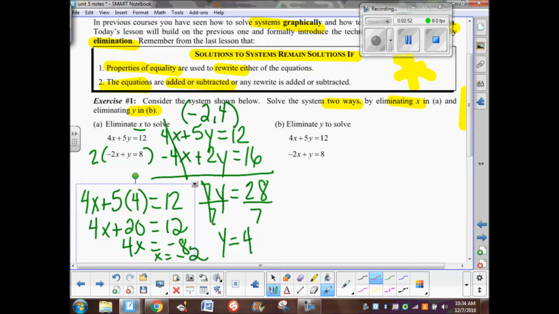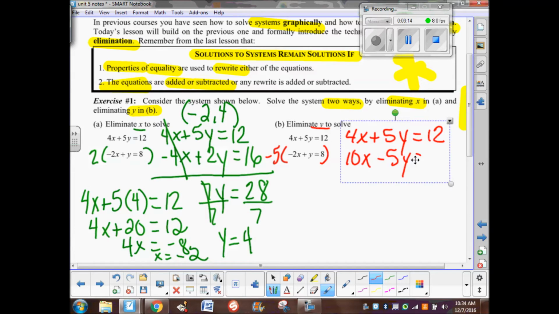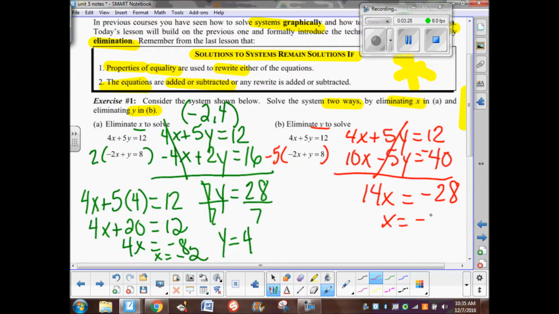So part B, it says eliminate y. In order to eliminate the y's, I'm going to multiply this bottom equation by negative 5, because if I have 5y up here, I need a negative 5y down here. So we leave the first one alone. But we change this bottom one, and again, it's still equivalent, it just looks a little different. And that's negative 40. So when I combine, the y's are eliminated. So 14x equals negative 28, and x equals negative 2. Awesome. So good so far.